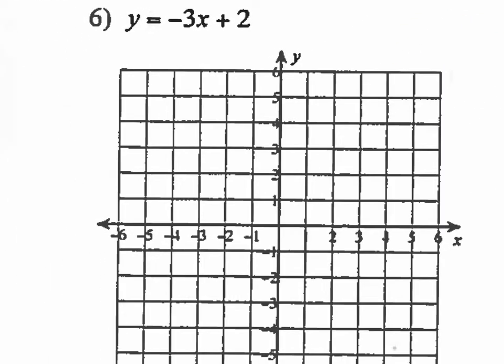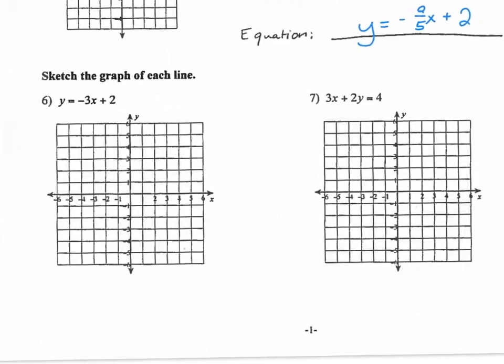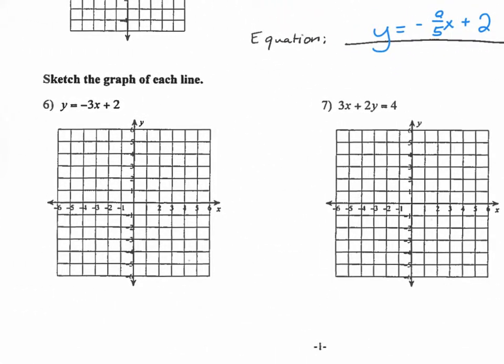And then for the last two on this page, we're supposed to sketch a graph of each line. So I'm going to start with a y-intercept. Y-intercept is at positive 2. And then my slope is negative 3, which is really like negative 3 over 1. So if I go down 3 and over 1, down 3 over 1, I can go up 3, but then I have to go back 1. And then this is a solid line because it's an equation.